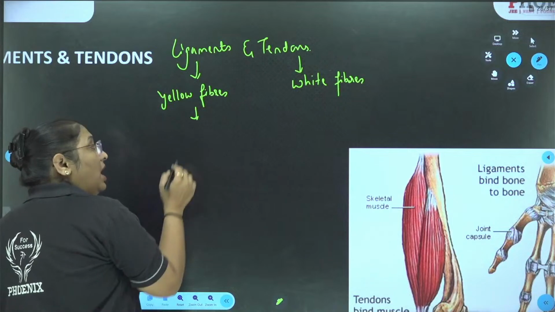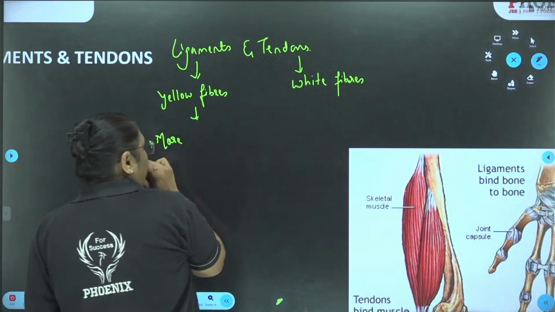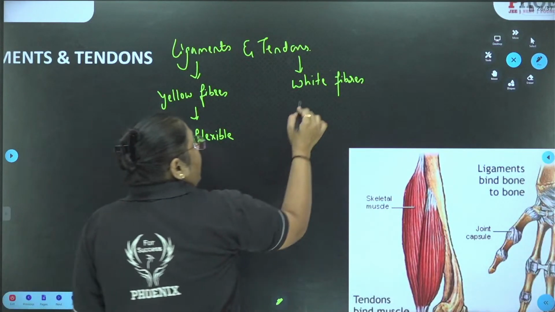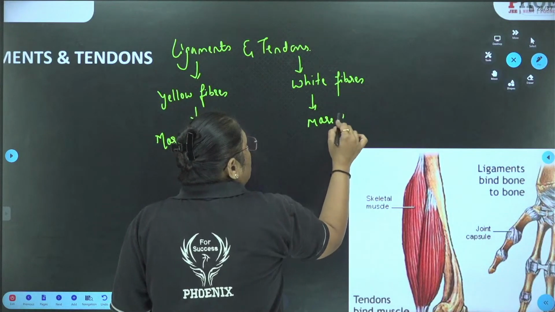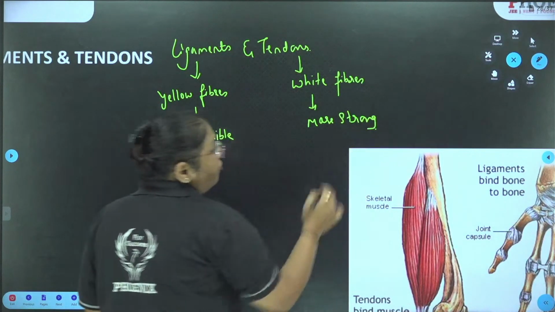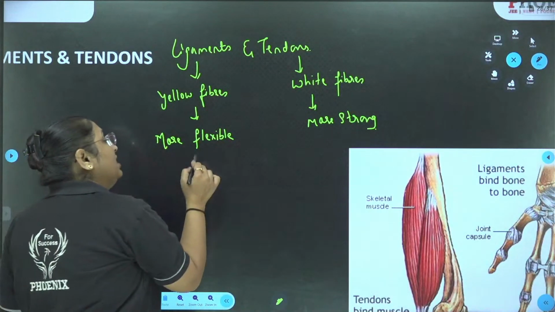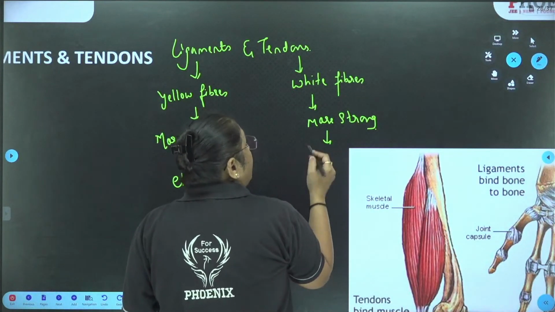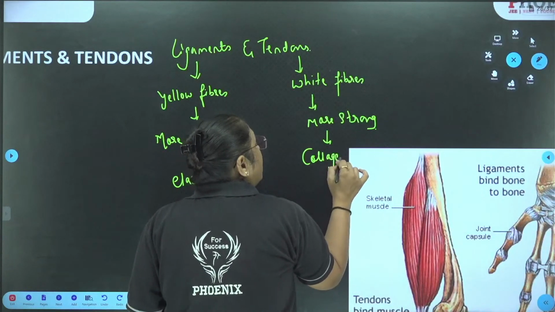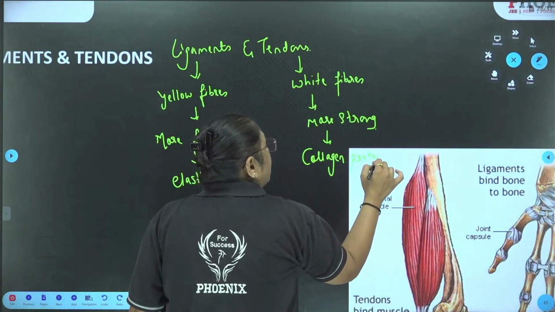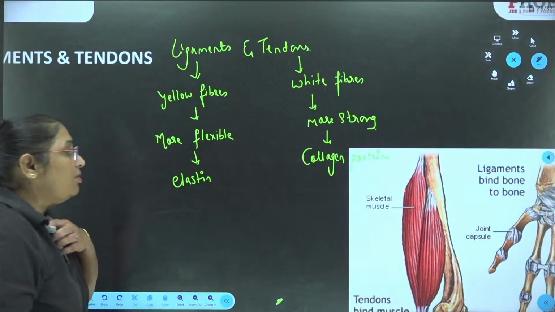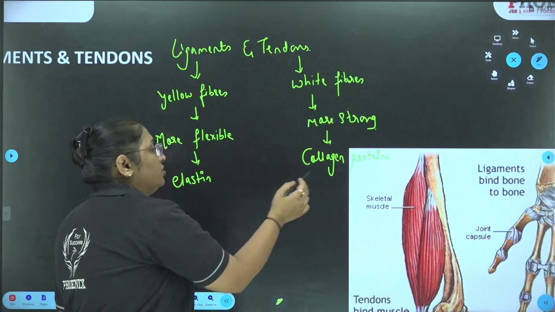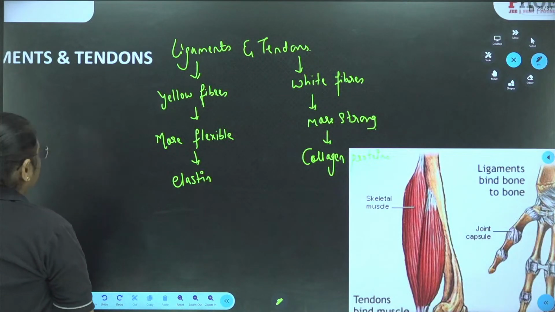Ligaments are more flexible. Tendons are more strong. If we see which type of proteins are present here, in ligaments, elastin protein can be seen, and in tendons, the collagen protein can be seen. This supports the bone and it helps in the movement of the limbs and other structures.